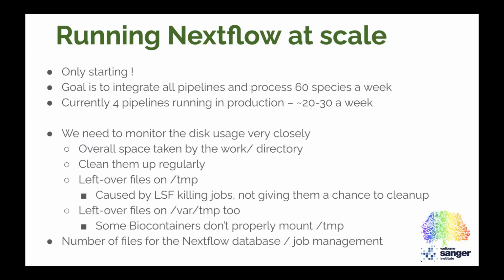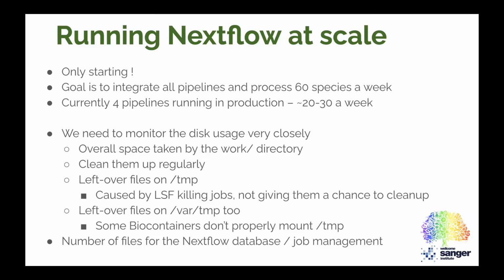Our goal is to process about 60 species every week through all those pipelines. So one species may remain in production for, say, 3 months, and we do the first pipeline for the first few days, then maybe pause, then the second pipeline 2 days later for another few days, and so forth. Currently, there are only 4 pipelines that are fully integrated and running in production. Roughly, we're probably running about 20 or 30 a week on average. So we monitor this species really closely. I think that's the most difficult.